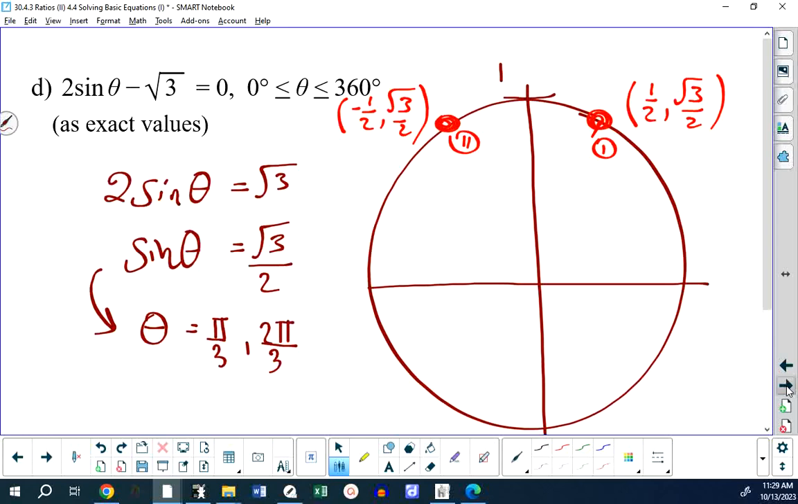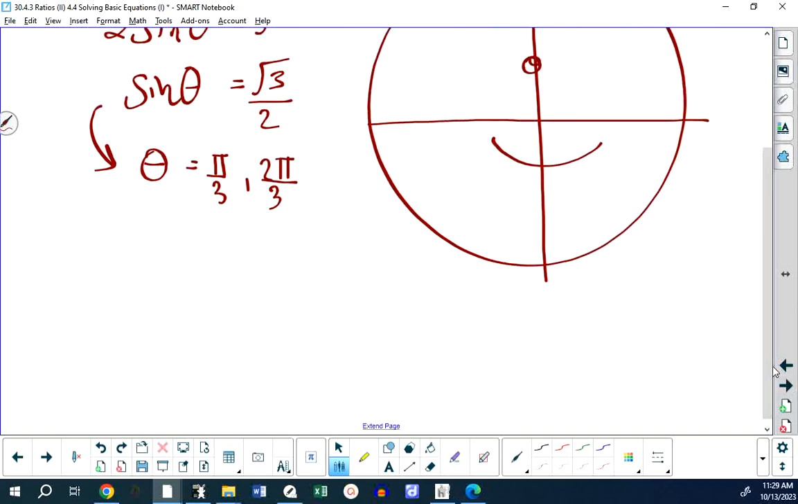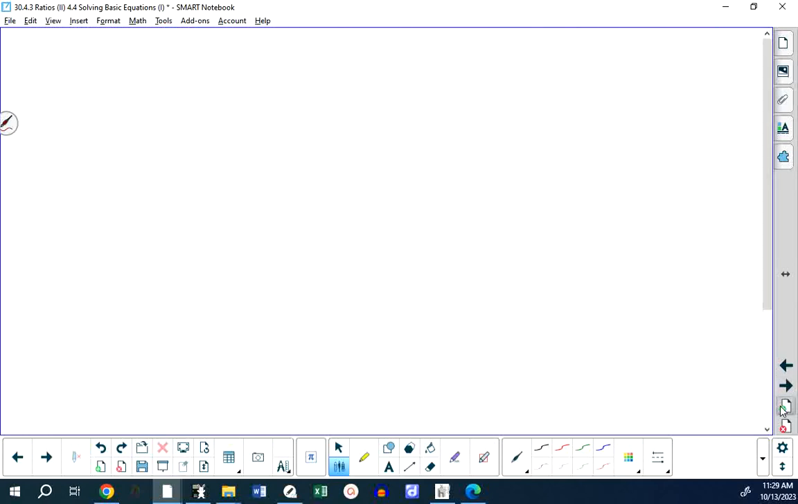If this doesn't make sense to you, or you can't handle that, then you can do it the way we did the other ones, right? If sine of theta is root 3 over 2, and I just realized something. We wanted answers in degrees, didn't we? So it should be 60 and 120. Okay. We could do this.